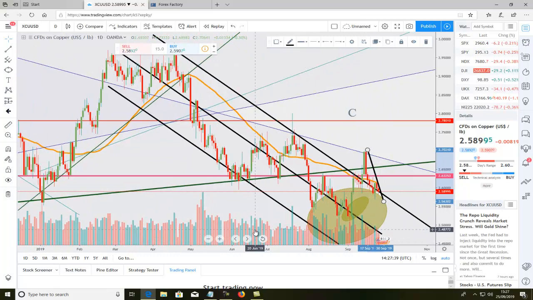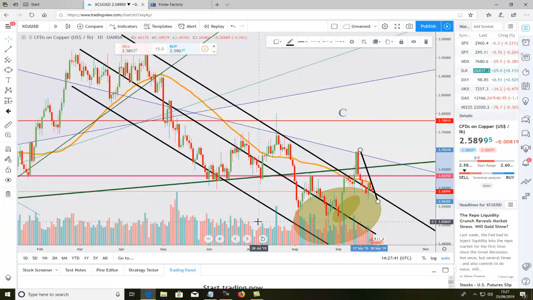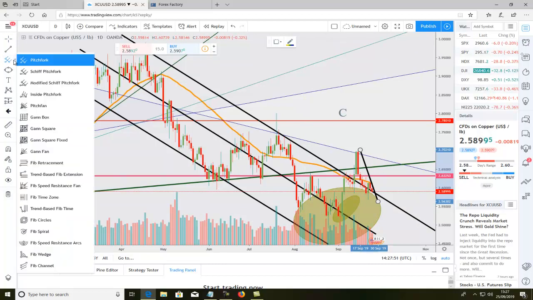On a daily chart, we can place another P4 too. So you can choose this point here, that point there, and that one there. You have a P4 too. You want me to do it?